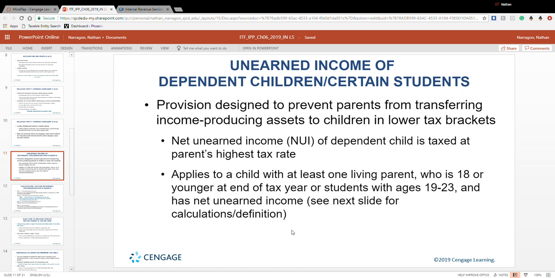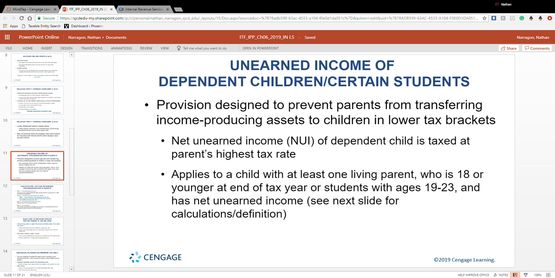The IRS saw through that, the government saw through it, and they say, now you've got this net unearned income, or NUI, however you want to say it, of dependent children, taxed at the parents' highest tax rate. Okay, so you can't get around it, you're still going to get taxed on it. The IRS is still going to get their money, because a few bad people actually used this to try and get the lower tax rate.